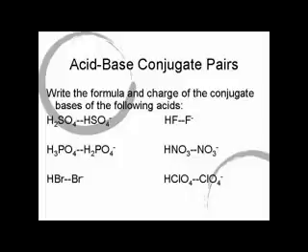For H3PO4, its conjugate base is H2PO4 negative. For HBr, it's Br minus. For HF, it's F minus. For HNO3, it's NO3 minus. And for HClO4, it's ClO4 1 minus. How'd you do?